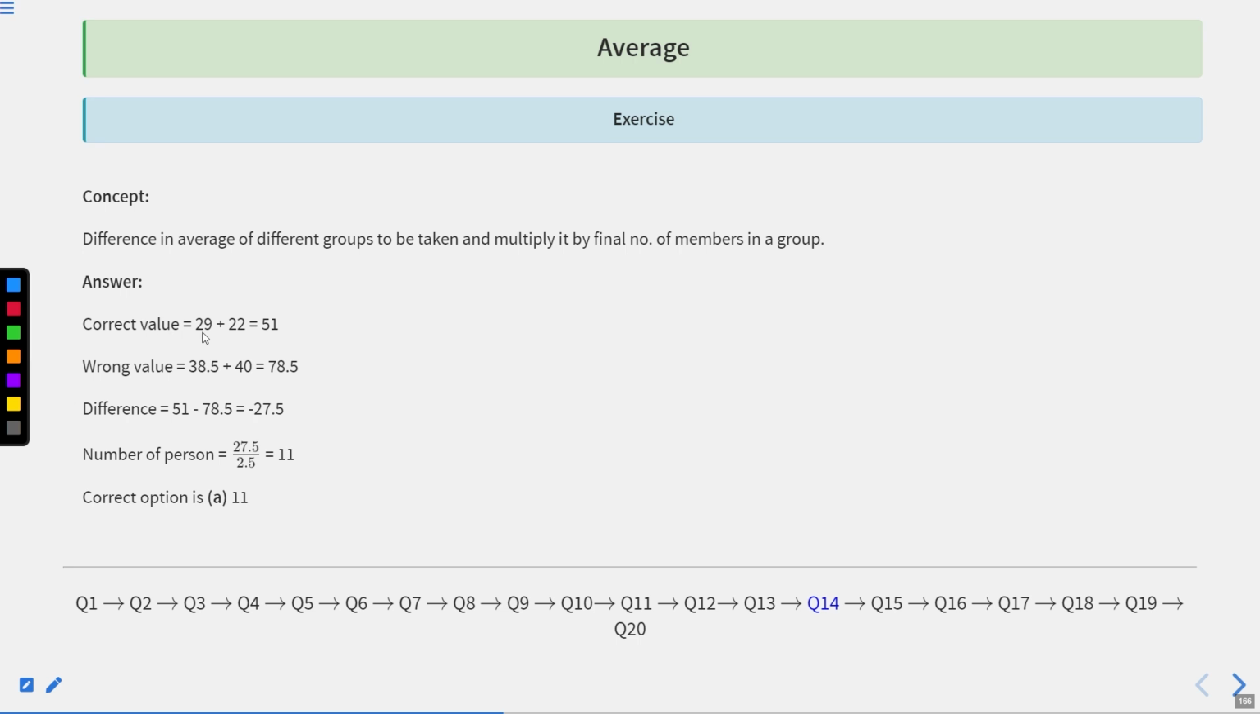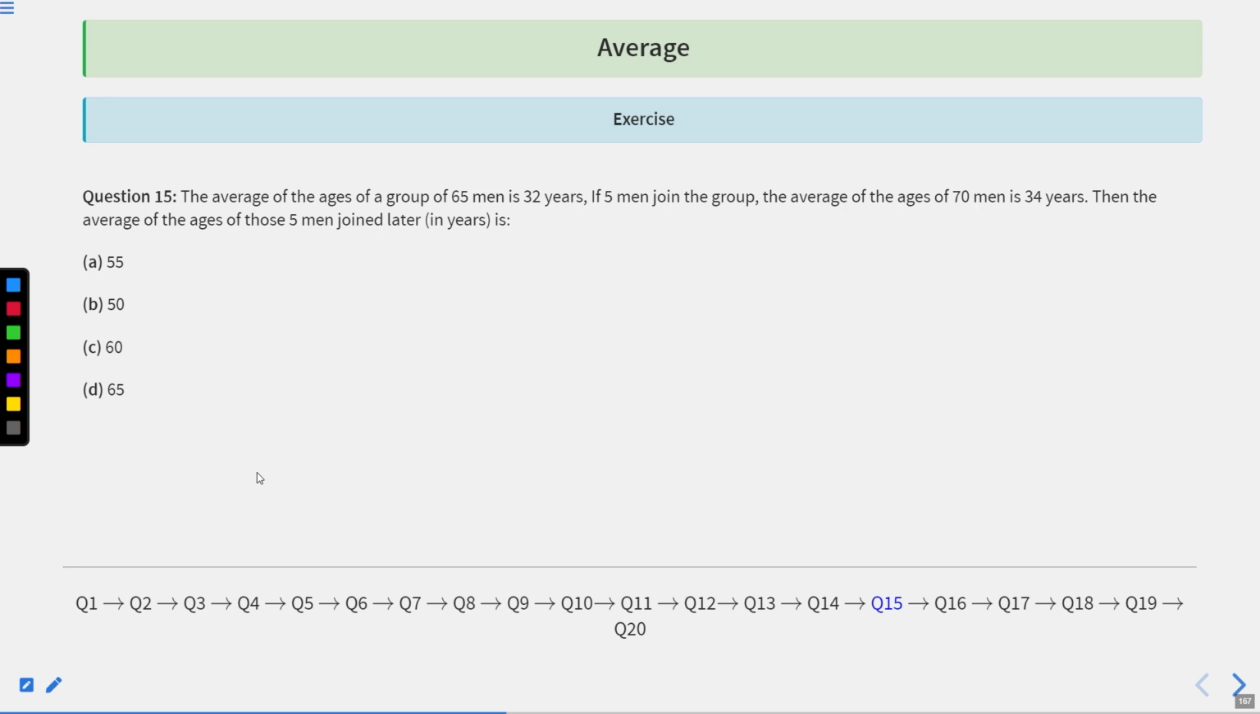So the correct value is 29 plus 22 equal to 51. So this is the correct sum of their ages. But the wrong value was 38.5 plus 40, that is 78.5. So the total difference it created was 51 minus 78.5, that is minus 27.5. So the number of persons is equal to 27.5 upon 2.5 equal to 11. So the number of people in the group is option A, that is 11.